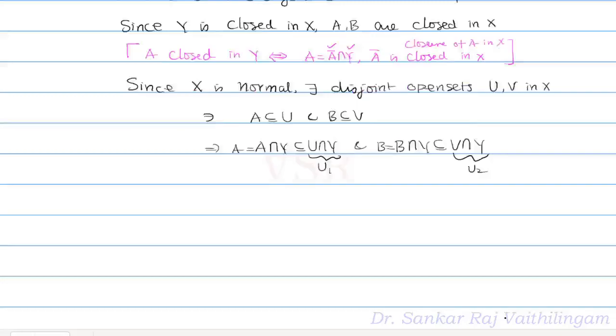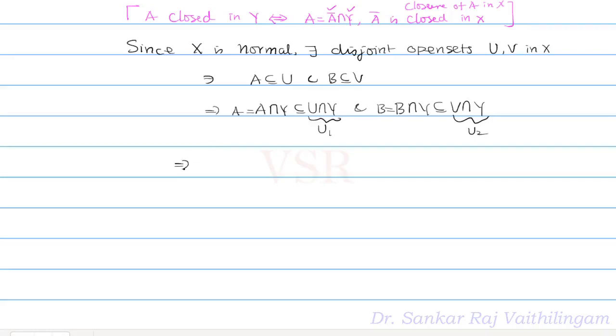So then U1, V1 are disjoint open sets in capital Y, such that A is contained in U1 and B is contained in V1. So this implies that every pair of disjoint closed sets has disjoint neighborhoods. This implies that capital Y is normal.